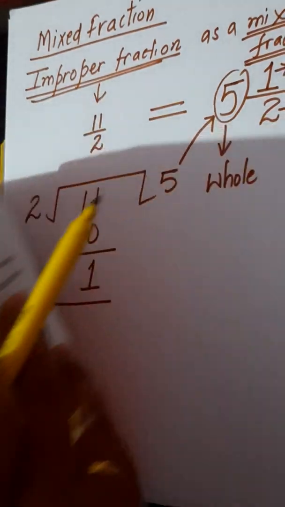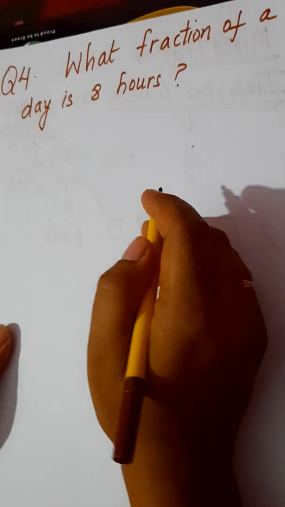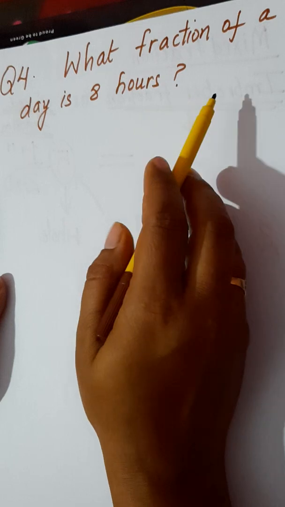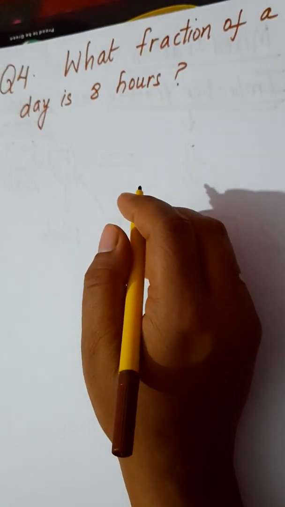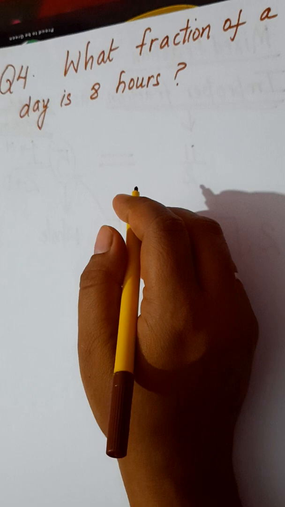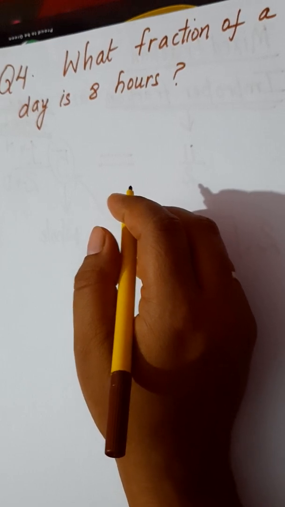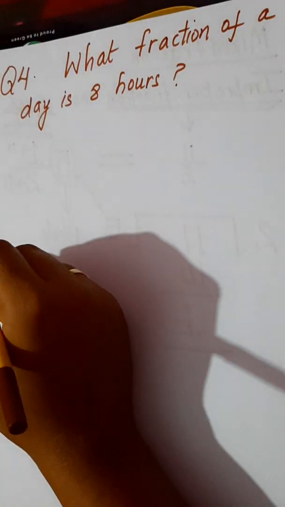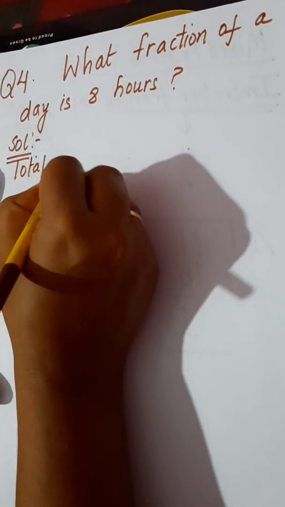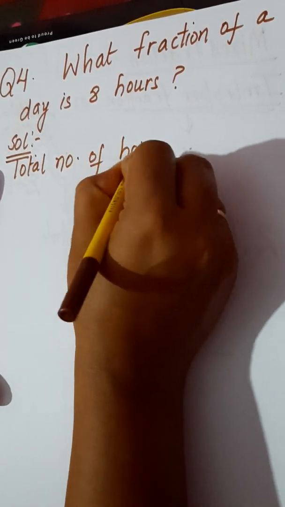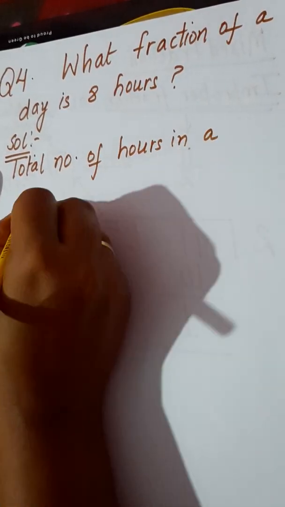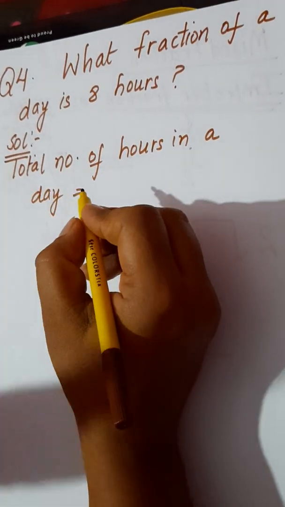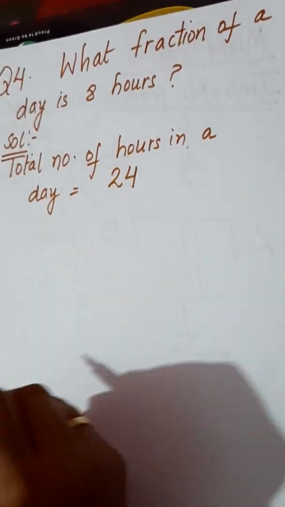So let's start our question number 4. Our fourth question is, what fraction of a day is 8 hours? Now in this question, we have to write the fraction of day, that is 8 hours. For this, firstly, we have to write total number of hours in a day. And in one day we have 24 hours.